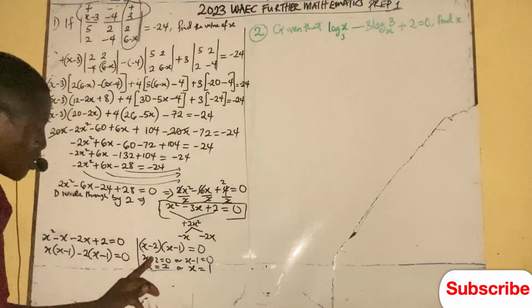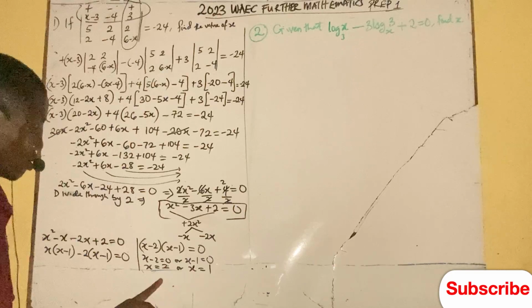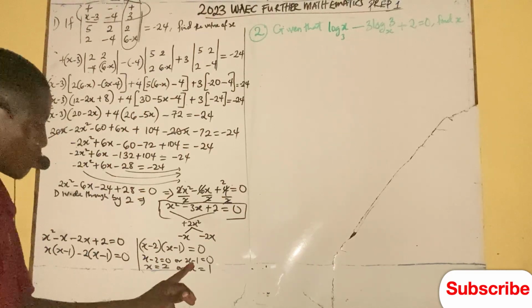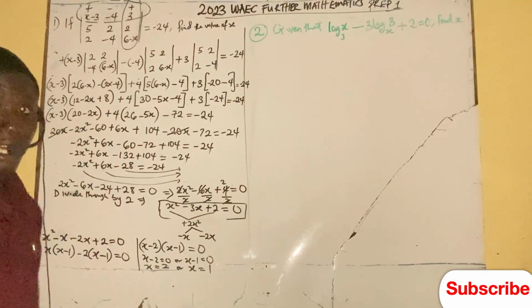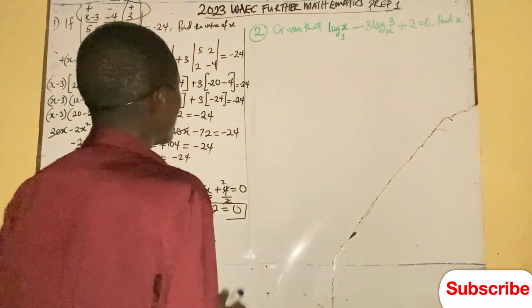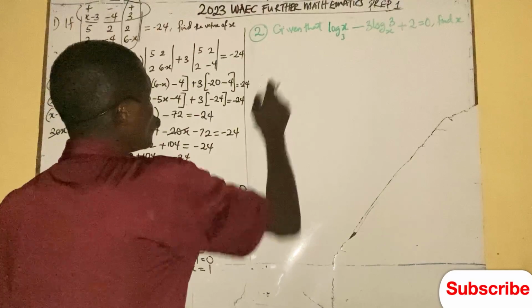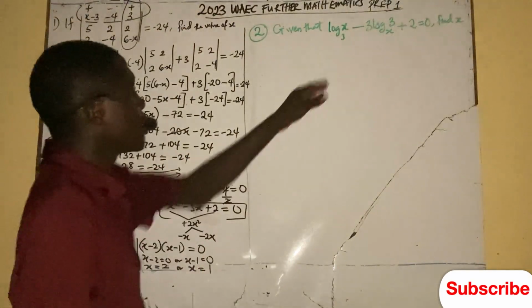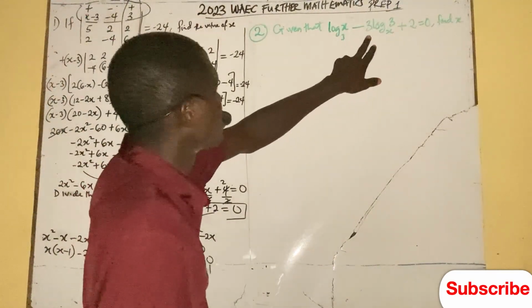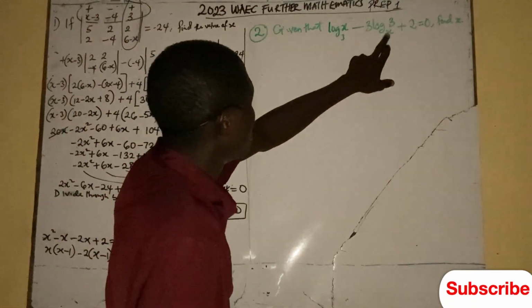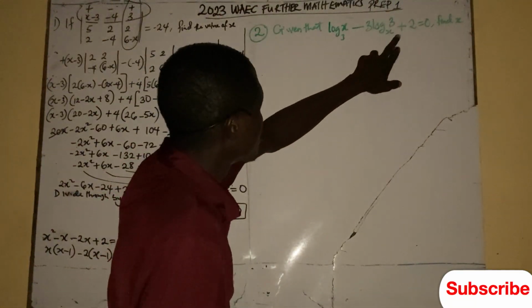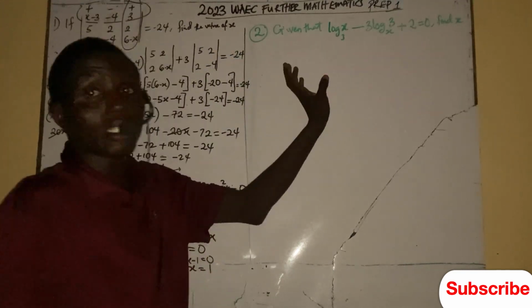When you transfer minus 2 to the other side, it's going to be 0 plus 2, so it's going to be plus 2. When you transfer minus 1 to the other side, it's going to be 0 plus 1, which is equal to 1. So that's that about that. Now let's quickly run through question number 2. Given that log x base 3 squared minus 3 log 3 base x plus 2 equals 0, this is a question under log.